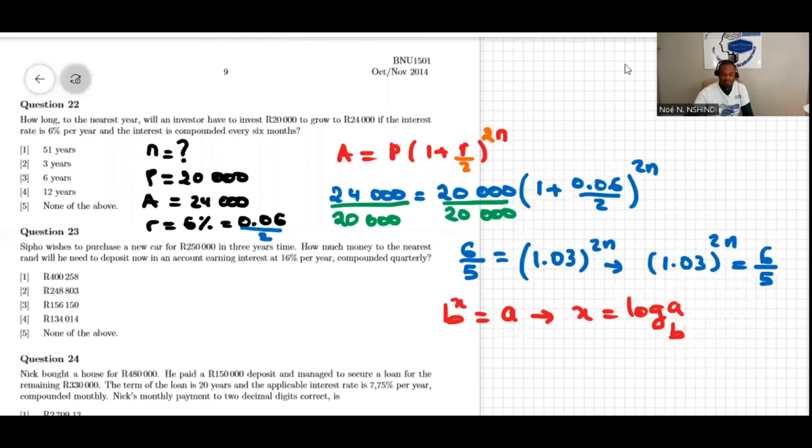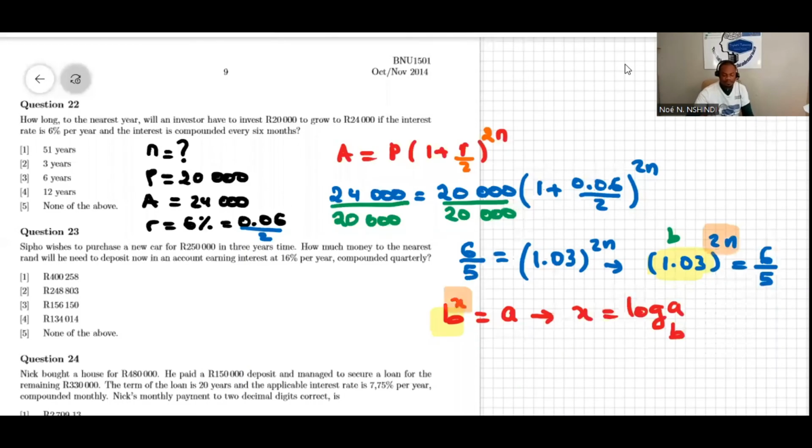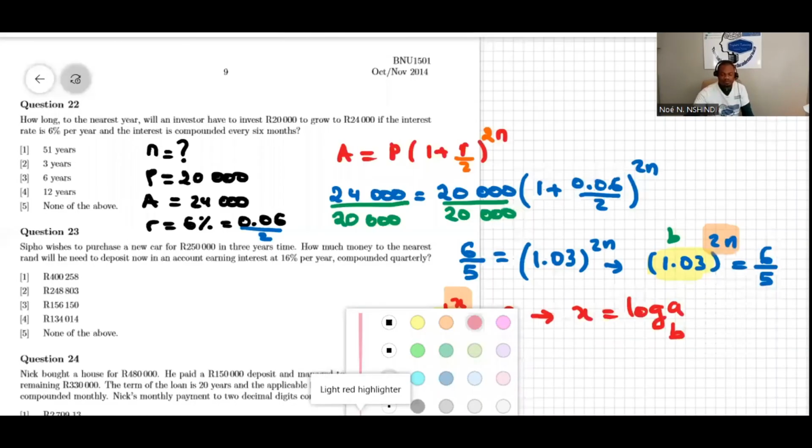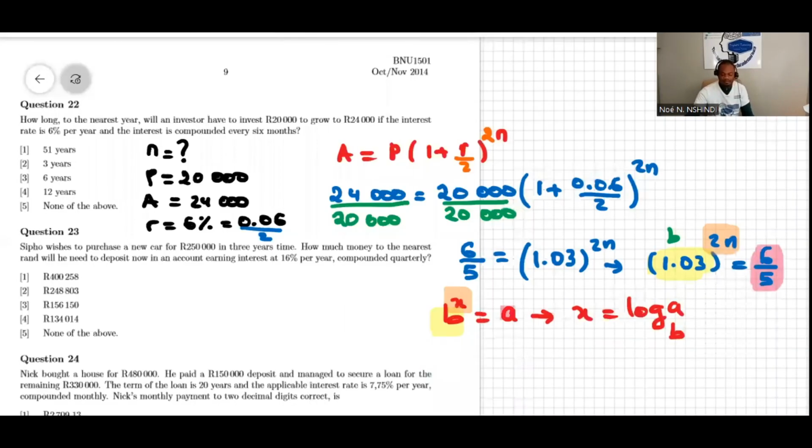This is like b, and then 2n is x. Okay, and then 5/6 here. This 5/6 is like a. So now we can say x, which is 2n, will be equal to log of a.